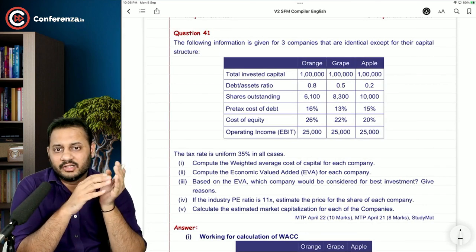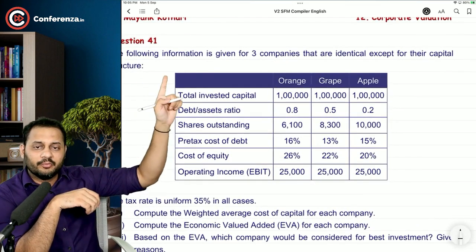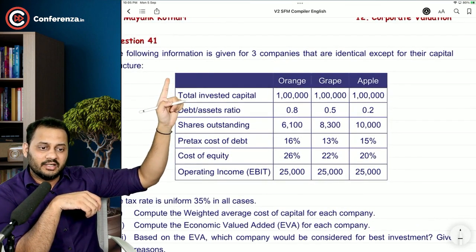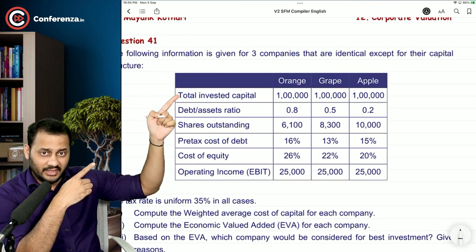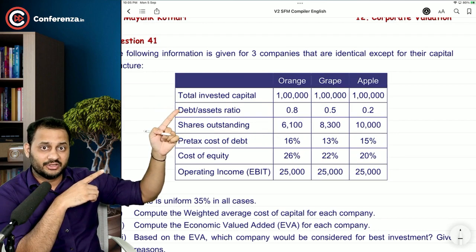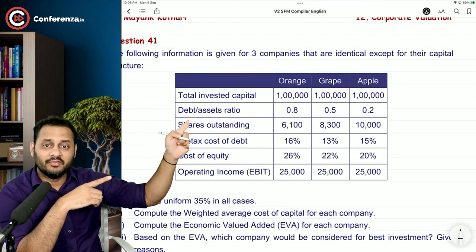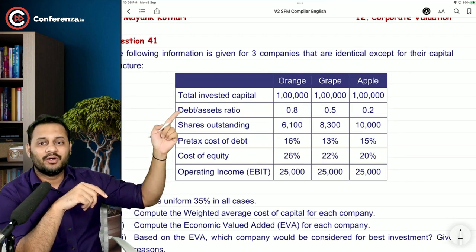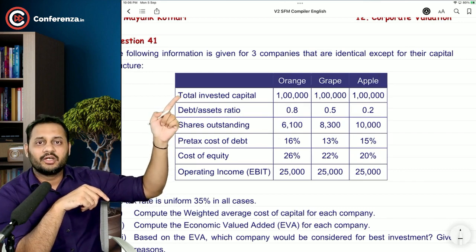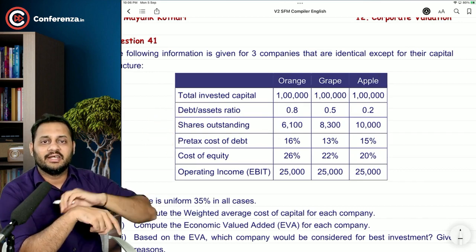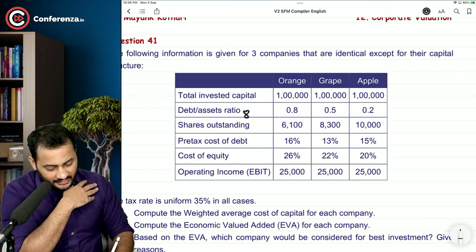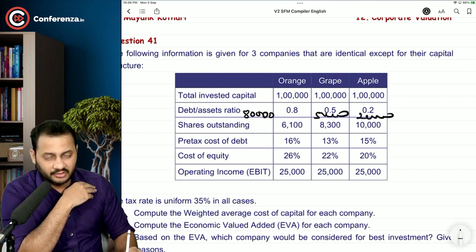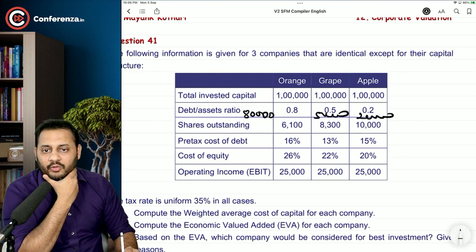So there are 3 different companies. Have a look. The following information is given for 3 companies that are identical except for the capital structure. So total invested capital, you can clearly see 1 lakh in each, but the debt asset ratio is different. Debt to equity ratio is not there. It is debt to asset ratio. That means this is the total asset. Out of this, debt is 80%, 50% and 20%. So if you want to divide it, it will be 80,000 debt, 50,000 debt and 20,000 debt. Rest is the equity.